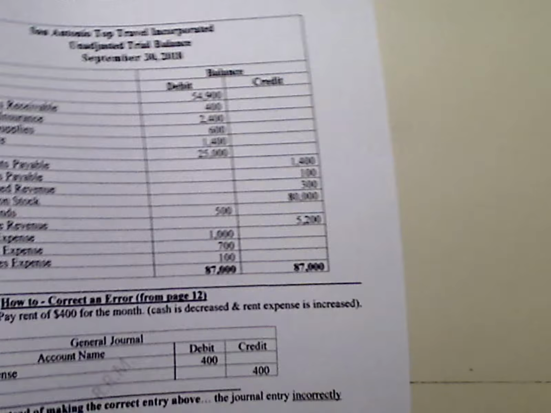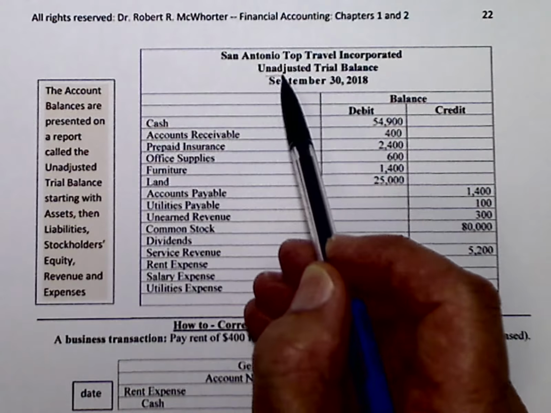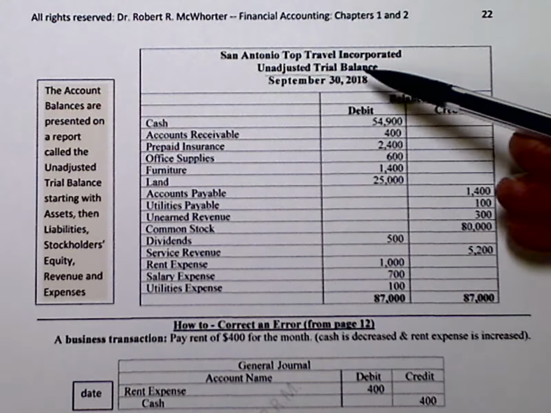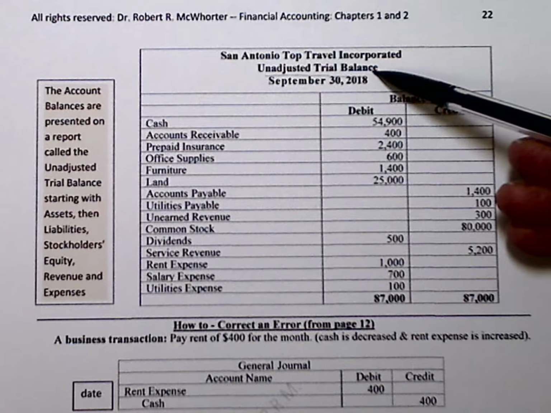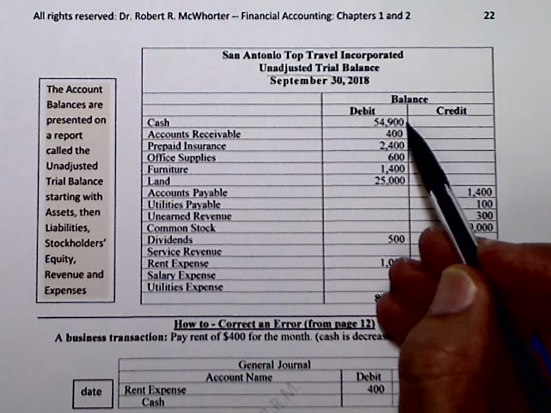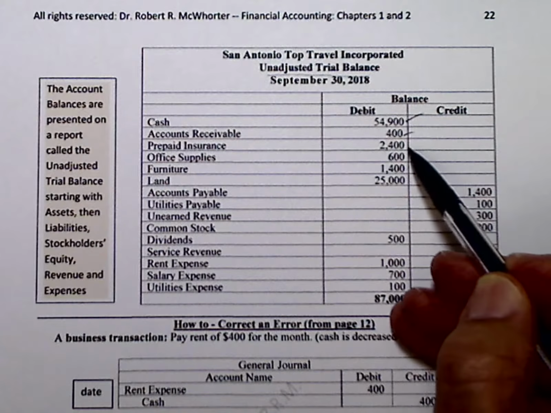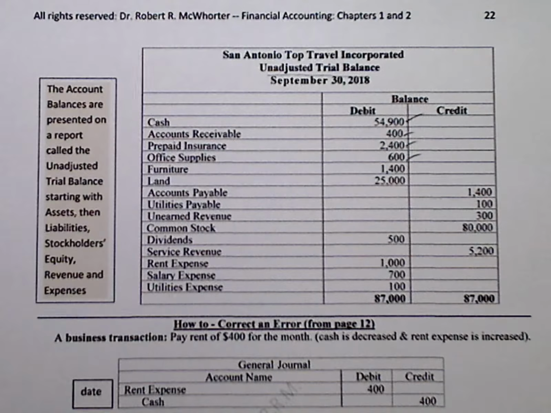Now, as we learned earlier in the chapter, after posting all of the journal entries to the general ledger pages, you prepare an unadjusted trial balance. Called unadjusted because, well, chapter 3, we're going to make some adjustments, about 8 different adjustments. But right now, you recognize these numbers? We're doing nothing but taking the account balances as shown on our general ledger.